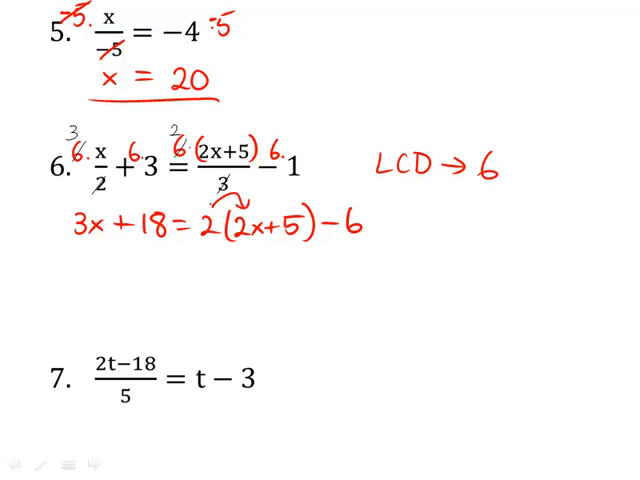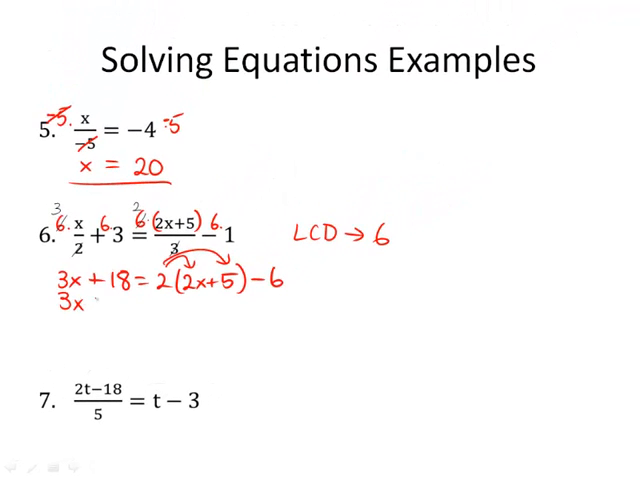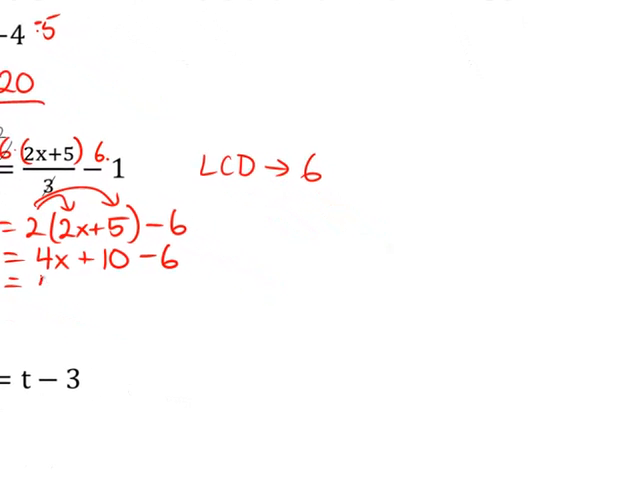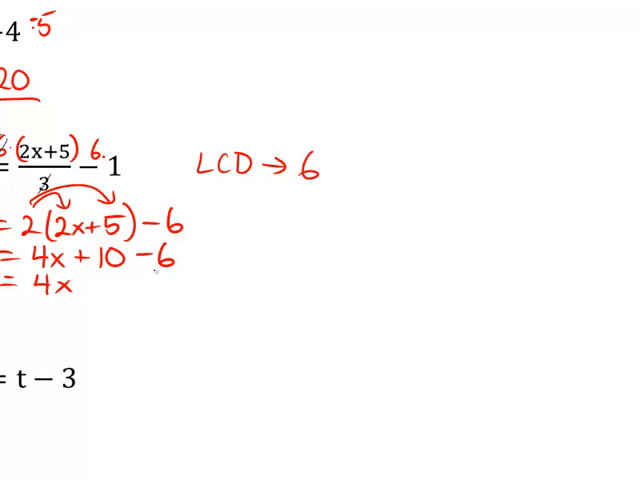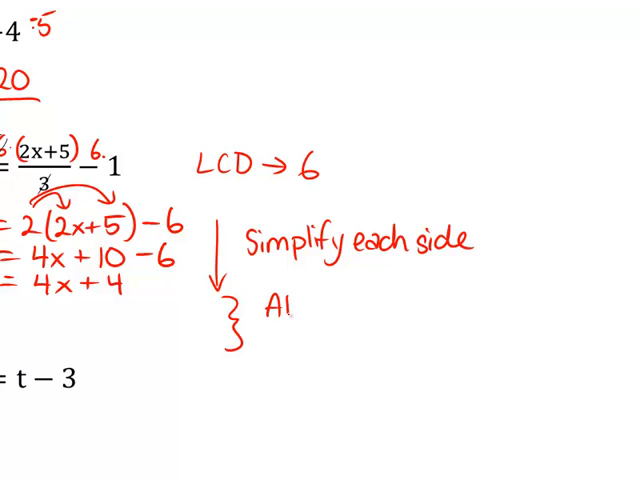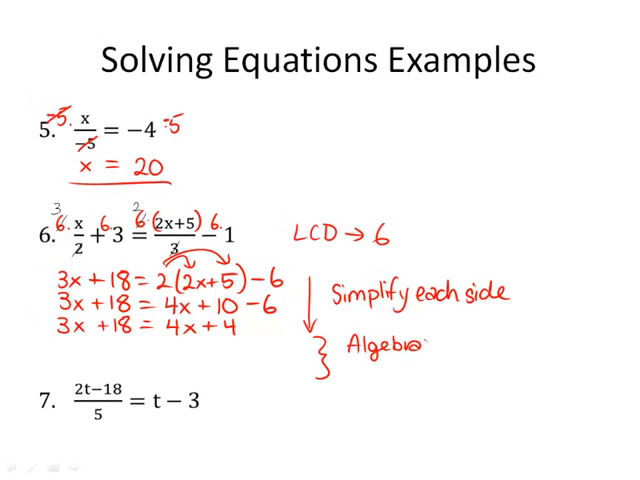Let's move on. So we want to distribute first. 3x plus 18 stays. Equals 2 times 2, 4x plus 2 times 5, 10 minus 6. Collect like terms. 3x plus 18 is 4x, and 10 minus 6 is 4. Okay, now we're at the stage where we have simplified each side. That's all we've been doing so far. Now, here comes the algebra step, where we add or subtract and then multiply and divide.